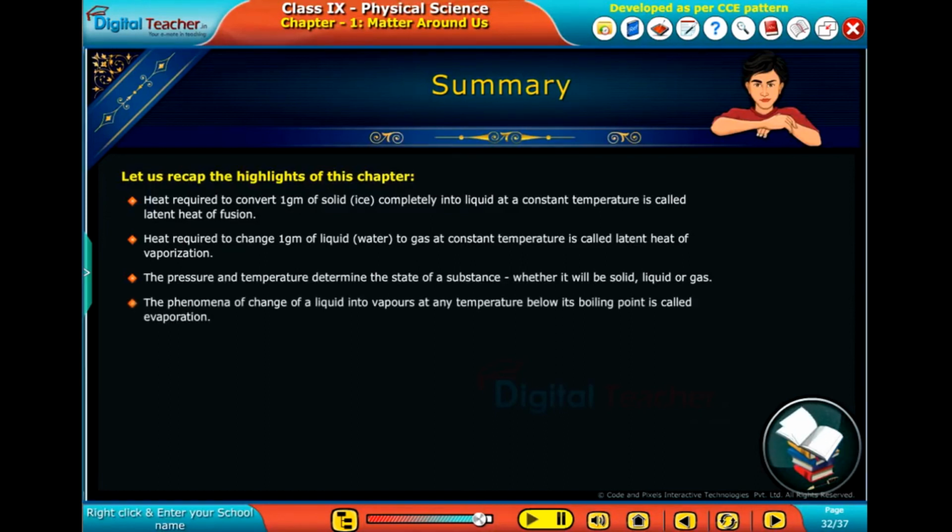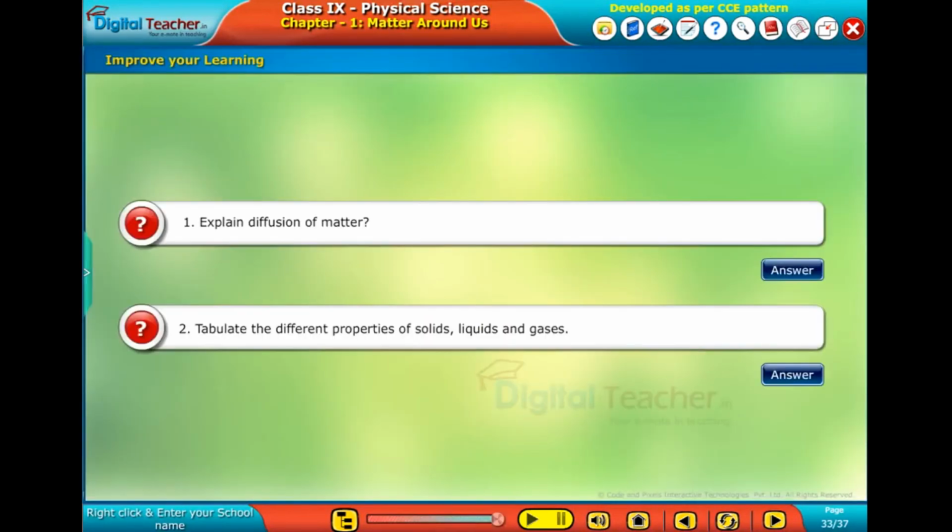The phenomena of change of a liquid into vapors at any temperature below its boiling point is called evaporation. Humidity is another factor that affects evaporation. The amount of water present in air is called humidity. Read the questions and attempt the answers on your own. You can click Answer for your reference.